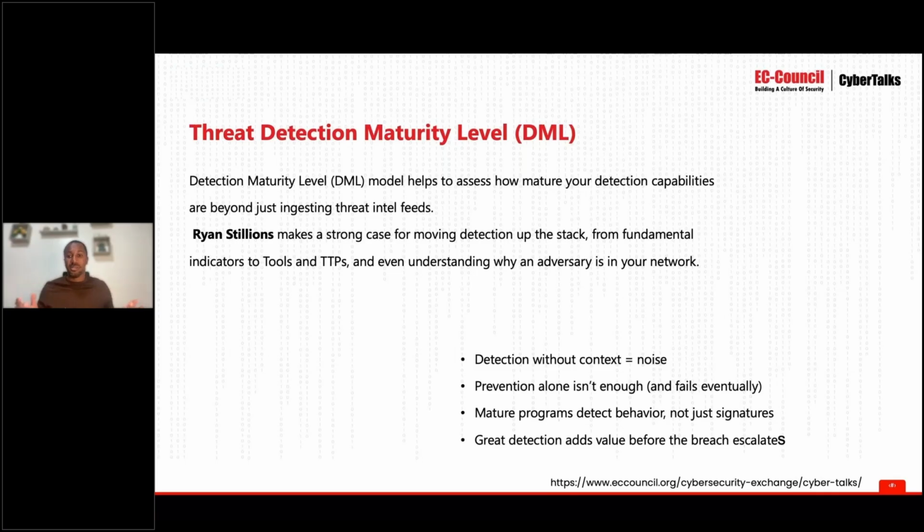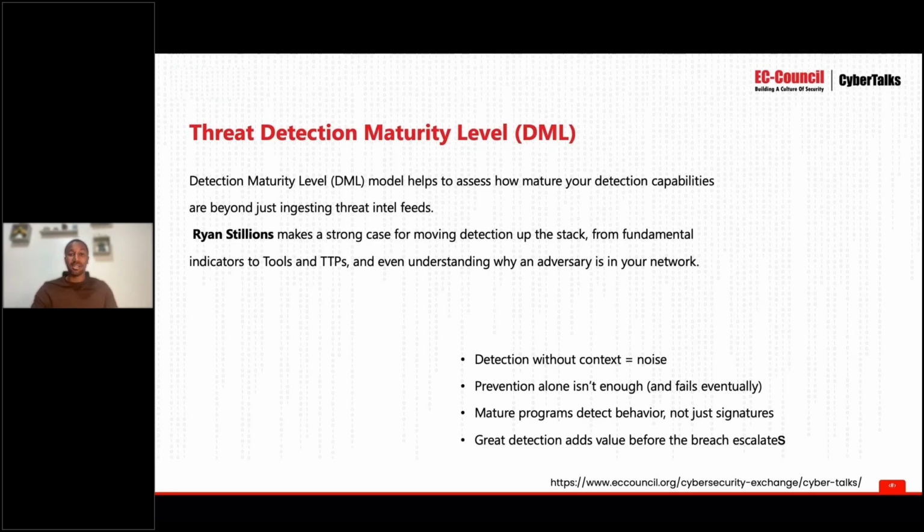It will eventually fail, because you can't prevent every single attack. Mature programs detect behavior and not just signatures. Signatures are okay, you know a particular pattern, but if you know the pattern of signatures you have, your adversary also knows that signature. They also know how you detect. They know you are protected against a particular methodology, so they want to see how they can bypass it. Great detection adds value when a breach escalates.